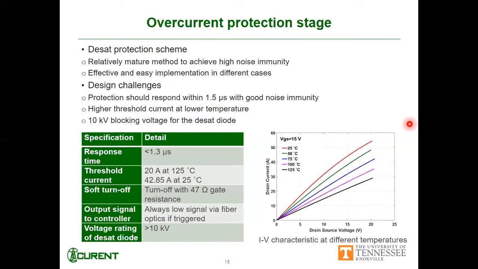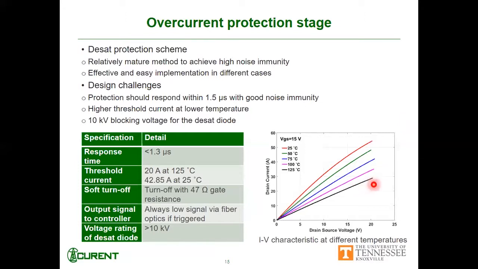There are also some design challenges. We know desaturation protection monitors the VDS of the MOSFET. If VDS is too high, that means the current is also too high, and then we should shut down the device. For the challenges, we need to protect the device within 1.5 microseconds once the short circuit happens, because usually the 10 kV silicon carbide MOSFETs can only survive 2 to 10 microseconds in short circuit conditions, so we need to respond fast and also avoid false triggering.